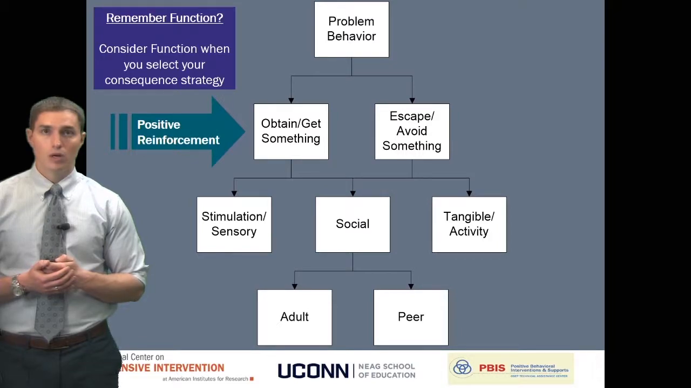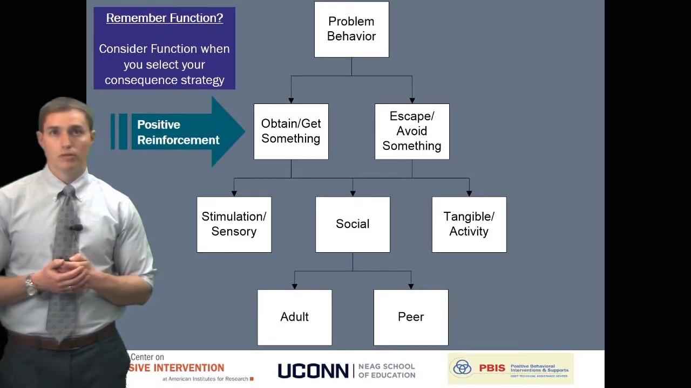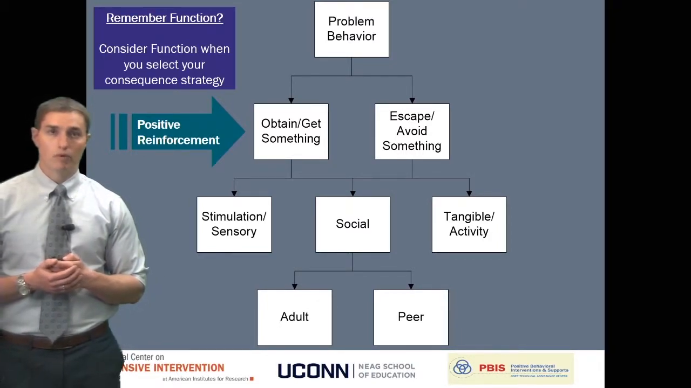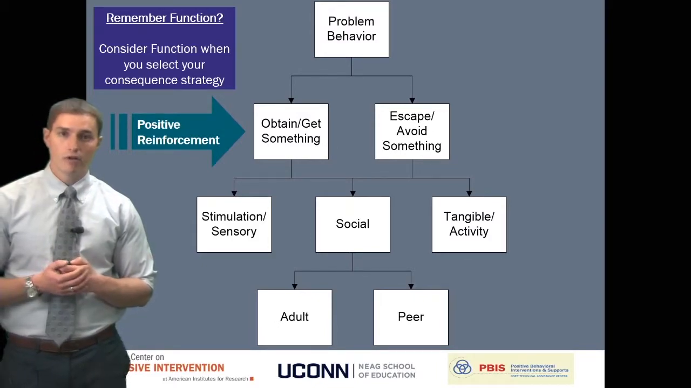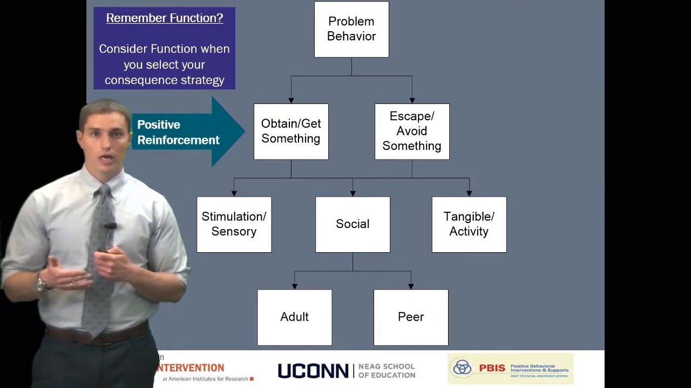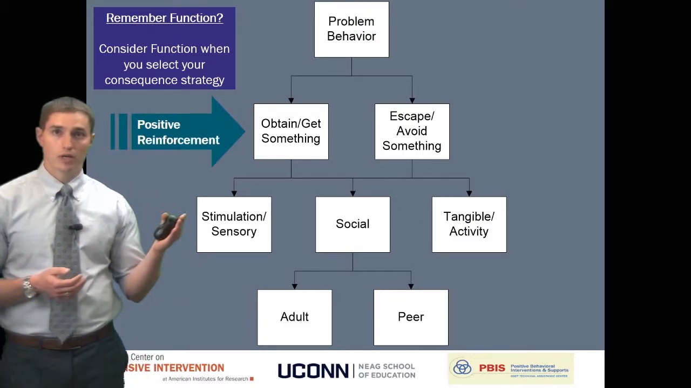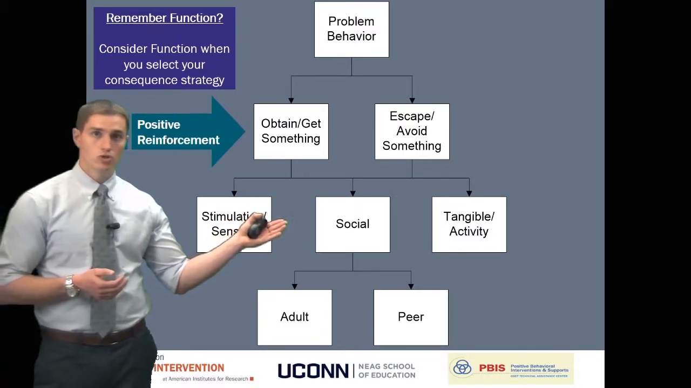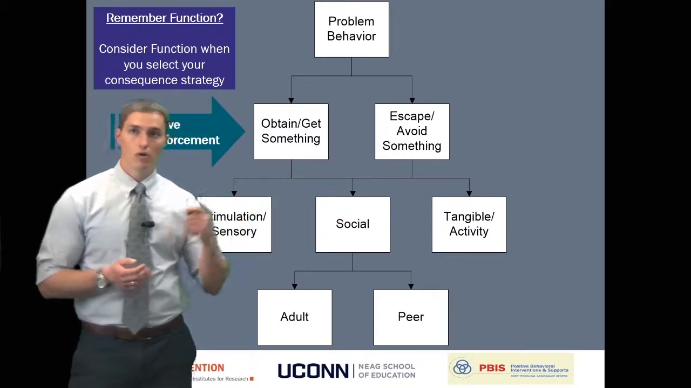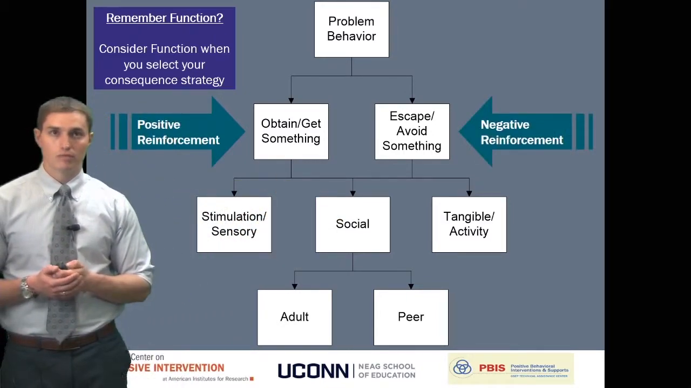Broadly speaking, we spoke to the function of behavior either being to get or obtain something or to escape or avoid something. If you can confidently conclude that the student is exhibiting a minor misbehavior in order to receive something, either something in the environment, something social, or something tangible, you would call that type of consequence positive reinforcement.